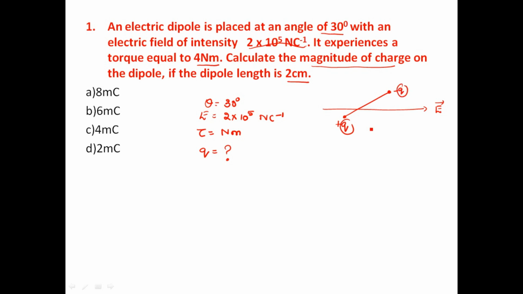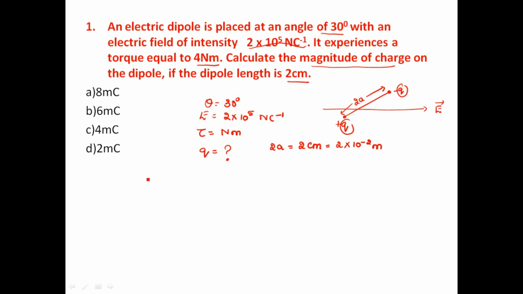They have given the length of the dipole, which we usually write as 2a. Some of you will write it as 2l, some of you write it as 2x, whatever. We are going to write it as 2a as the length of dipole, which is equal to 2 centimeter. It needs to be converted into meter. How do we convert it? We just have to write 2 into 10 to the power of minus 2 meter. Here we have to find the value of Q with the data given.